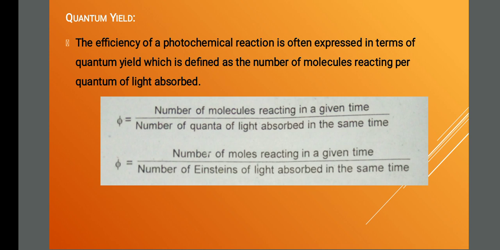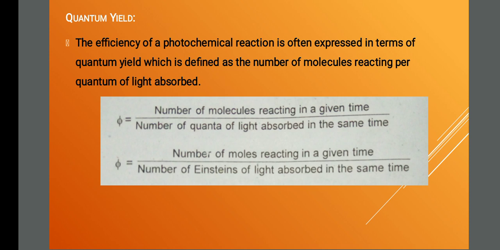If more quanta of light are absorbed and fewer molecules react, the quantum yield value will be less than 1. Or if less light is absorbed and more molecules react, the quantum yield will be greater than 1. We can see those cases later. Are you able to understand? I'll repeat: quantum yield is defined as the number of molecules reacting in a given time divided by the number of quanta of light absorbed in the same time. This we call quantum yield.